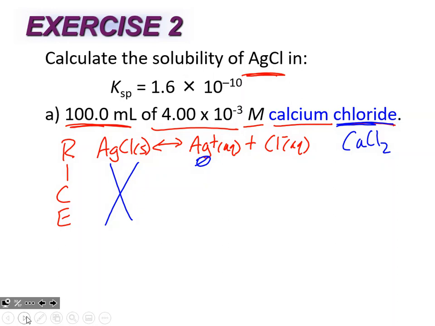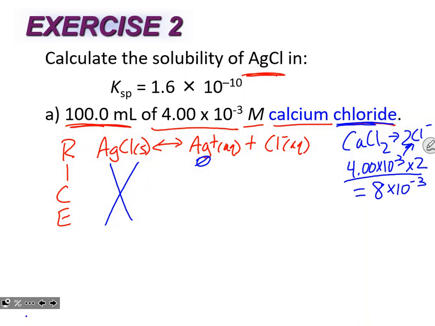Because every time one of those calcium chlorides separates, you're going to get 1 calcium and 2 chlorides out of it. So what do we need to do to our concentration here? Yes, we need to double it, right? Because every time this separates, you're going to get 2 of these. So the 4 times 10 to the minus 3 needs to be doubled. That equals 8 times 10 to the minus 3. This is starting out at 8 times 10 to the minus 3. I'm just going to forget the zeros for now. We'll look at sig figs at the end.